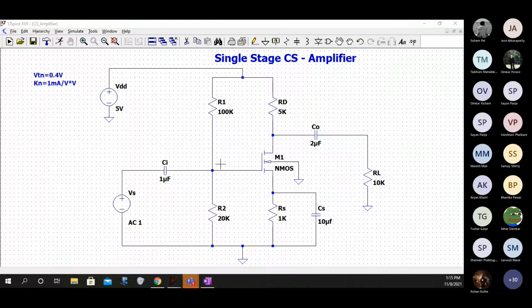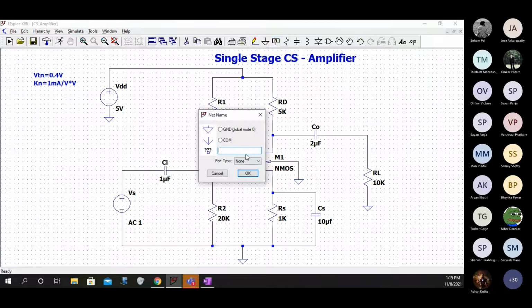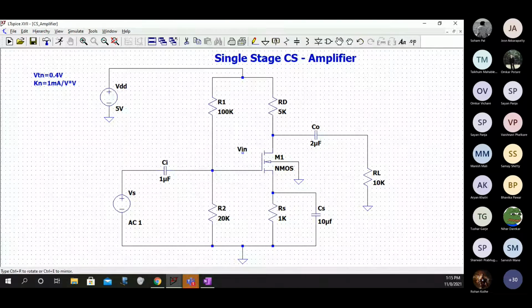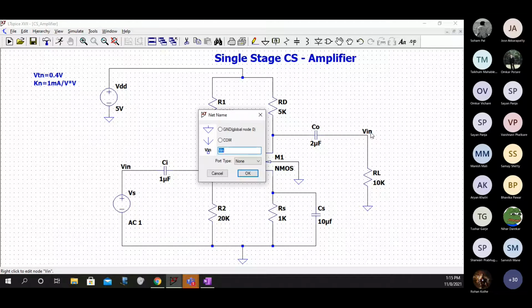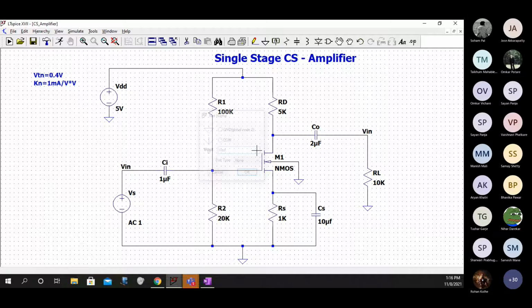Come on, do this quickly. I want everyone to do this fast. First, we will all be on the same page. First, we will build the circuit. Okay. Now here you can name this node as V in, and this as V out, for simplicity's sake.